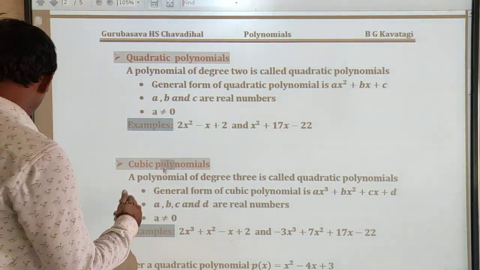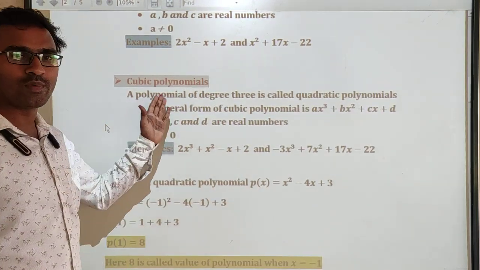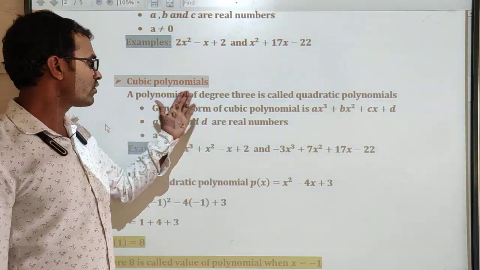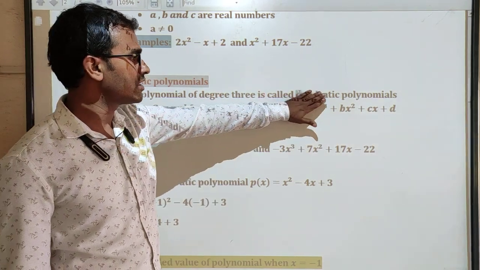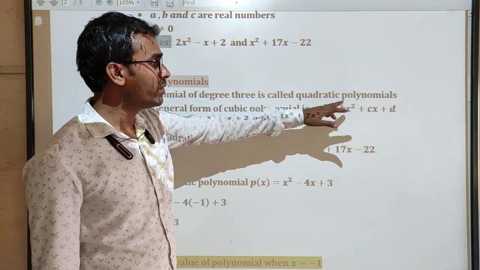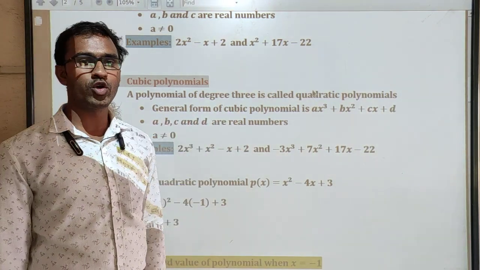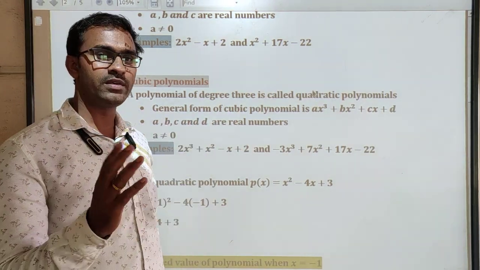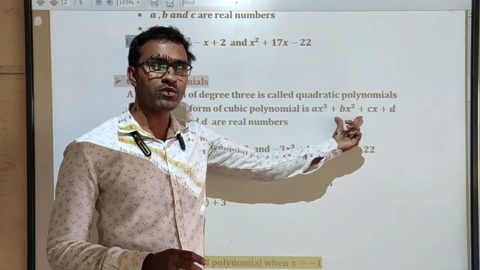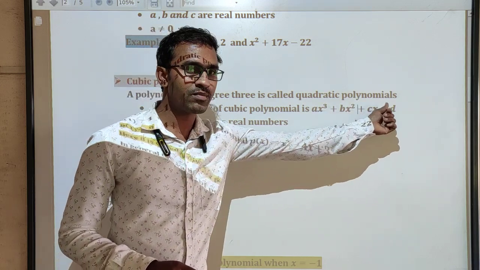Next is the cubic polynomial. A polynomial of degree 3 is called a cubic polynomial, not quadratic. The general form of a cubic polynomial is ax cube plus bx square plus cx plus d.